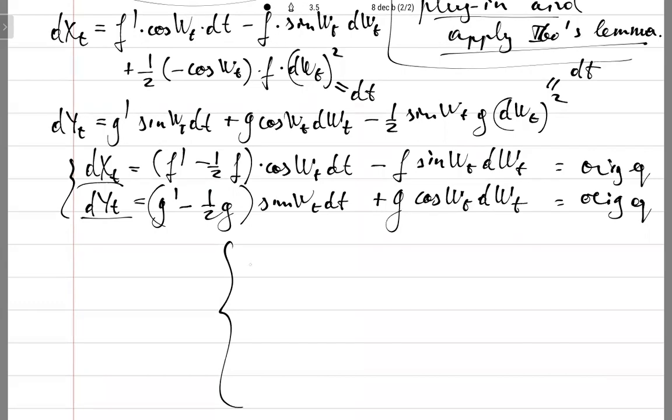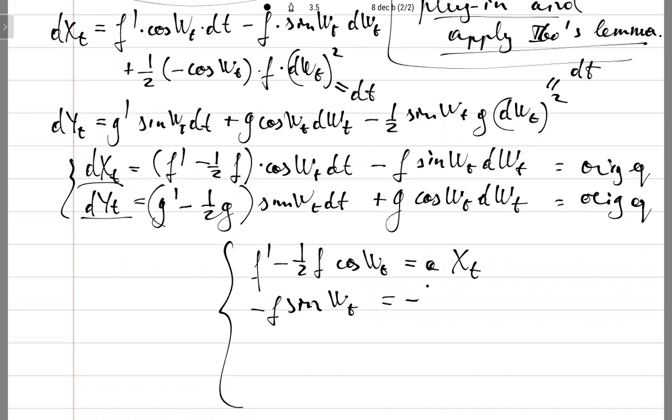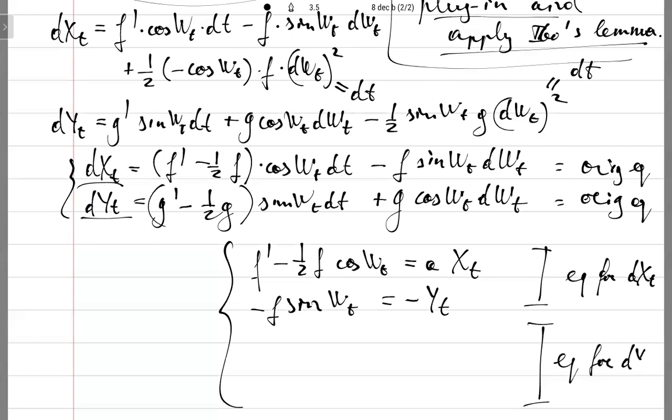So now I see that f prime minus 1 over 2 f cosine(wt) should be equal to a X_t, and minus f sine(wt) should be equal to minus Y_t. So it's the equation for dX. And using the same logic, the equation for dY_t, all coefficients should be equal because it's the same process. I have g prime minus 1 over 2 g times sine(wt) should be equal to a Y_t. And finally, g cosine(wt) should be equal to X_t.